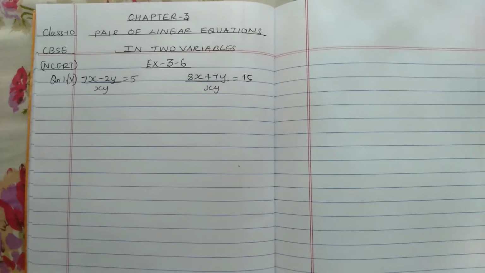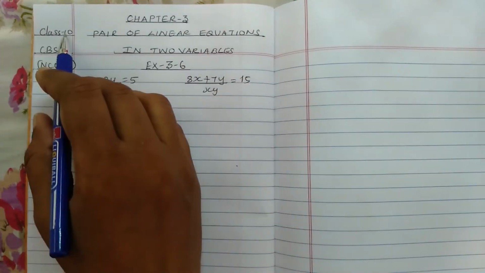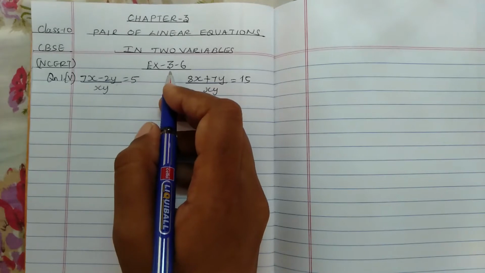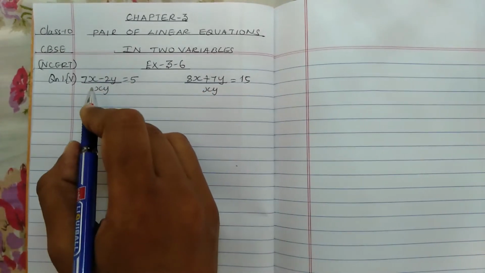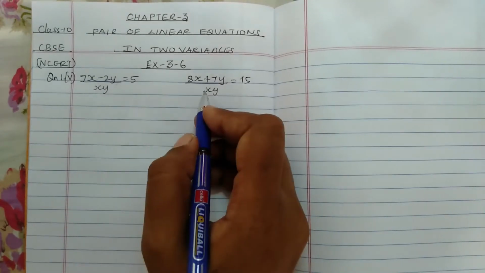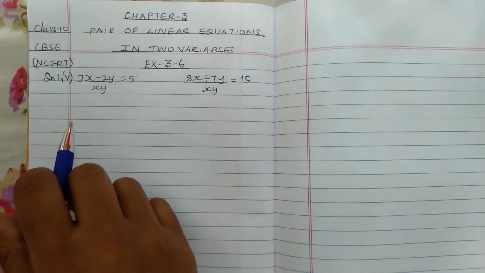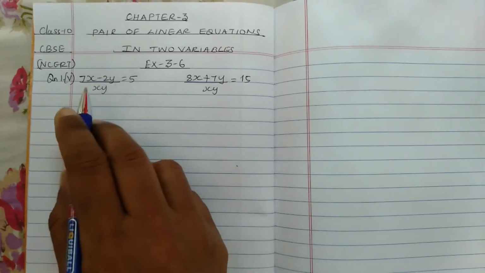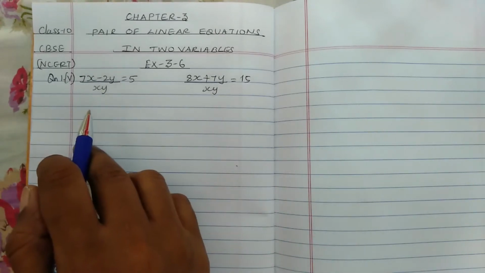Now in this video, we shall continue with chapter number 3, pair of linear equations in two variables of class 10 CBSE NCERT syllabus. We were in exercise number 3.6 and question number 1, fifth part. So the equations are (7x minus 2y) by xy is equal to 5 and (8x plus 7y) by xy is equal to 15. Now you can notice that these equations are in a different format. Right, we have xy in the denominators.